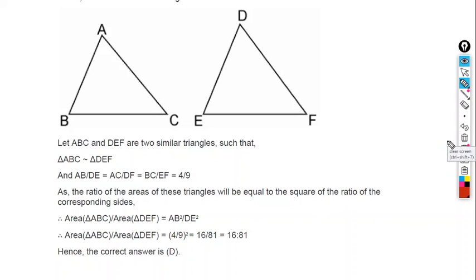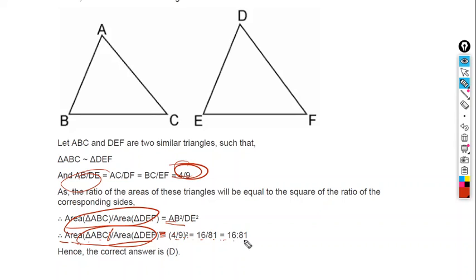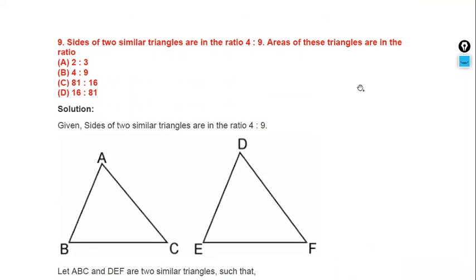So we write it again here: area of triangle ABC divided by area of triangle DEF is equal to 4 by 9 whole square, which equals 16 by 81, that is 16 is to 81. So the answer is 16 is to 81. I hope you have guessed the right answer. So this is the end of this exercise. Thank you.